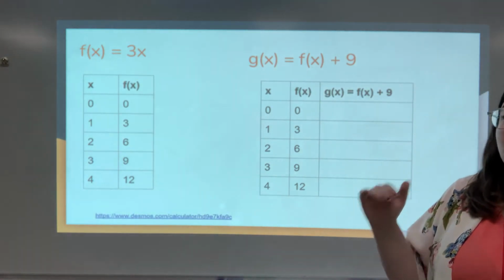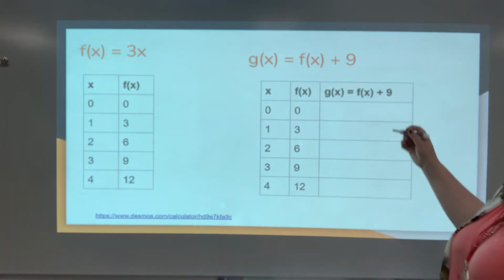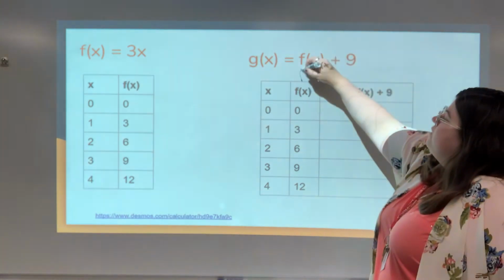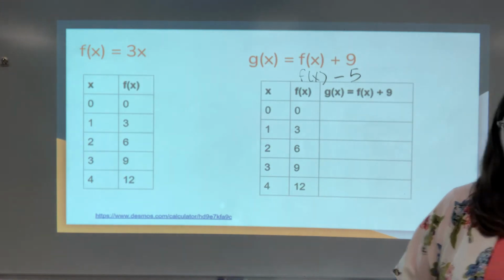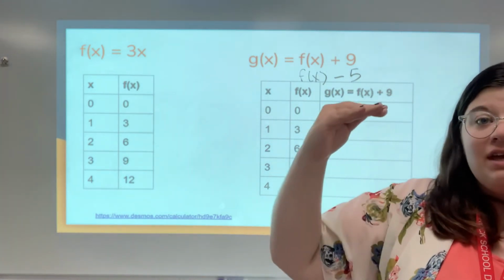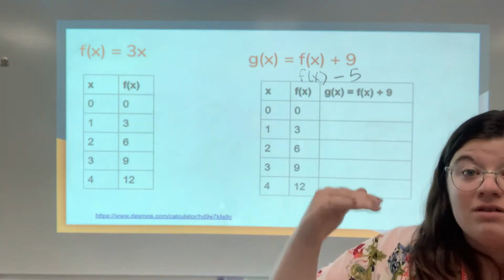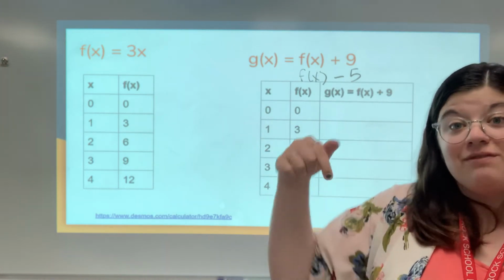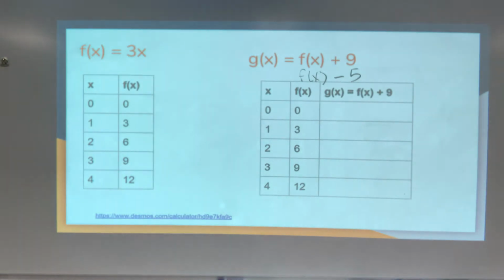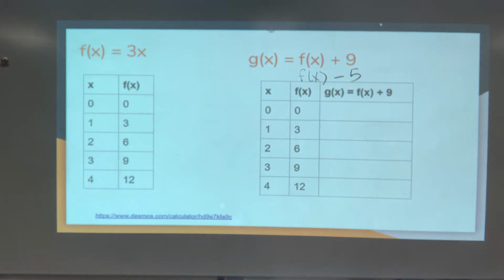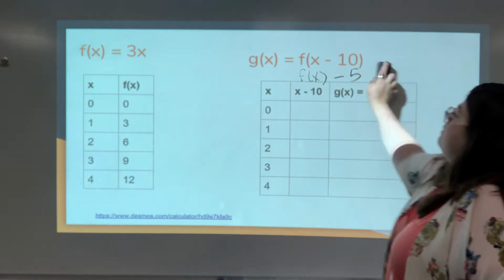I'm just taking everything and moving it up. If it was f of x minus 5, now my parameter is negative 5, and it would just take everything and move it down. So that would be what we call a vertical shift down. Again, we're just getting the basics of this. So let's do a couple more examples.